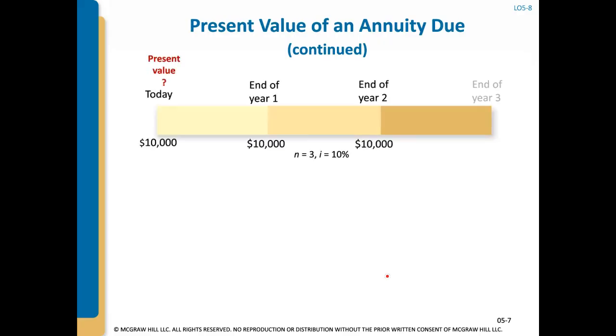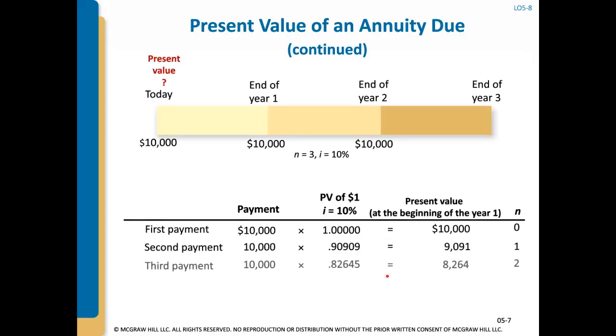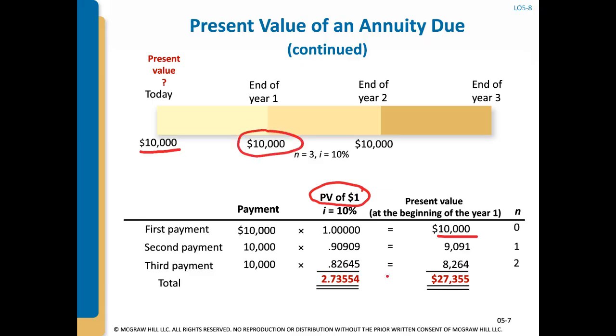We could figure out the present value of each of these payments as a single sum, right? So we would use a present value of $1 table, and we say, okay, what's the present value of $10,000 today? Well, that's just $10,000, right? $10,000 today, you're just going to have $10,000. So we really only need to figure out the present value of these 2 payments at the end of year 1, at the end of year 2, right?